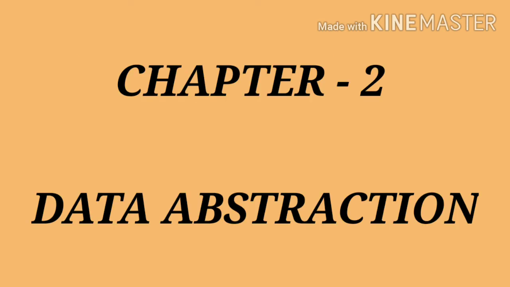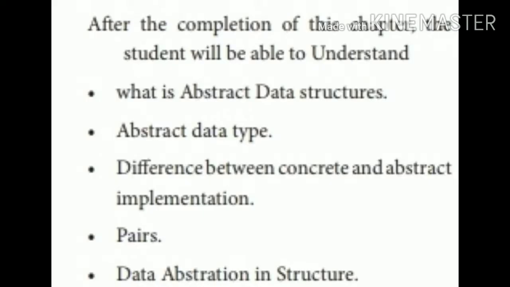Today we are going to discuss a new chapter, data abstraction. The learning objective of this chapter is what do you mean by abstract data structure and abstract data type, and also what is the difference between concrete and abstract implementation, and pairs data abstraction in structure. Today we are going to see what do you mean by data abstraction and abstract data type, and what are the ways to facilitate data abstraction. Let's start the data abstraction introduction.